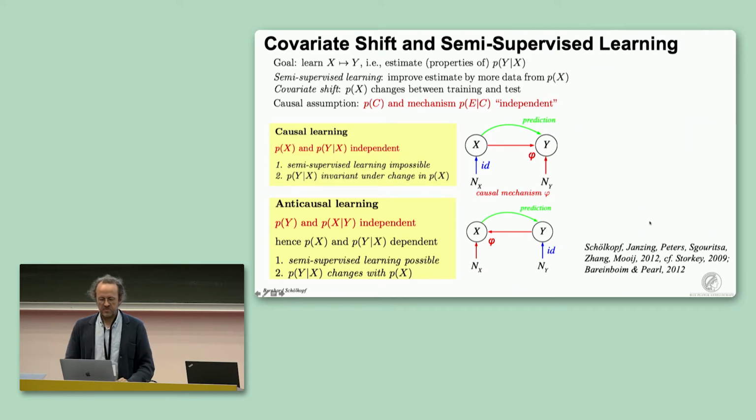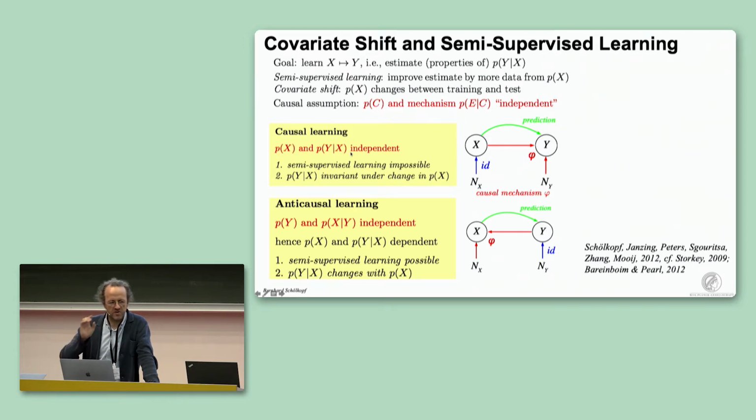Now we make our assumption that the mechanisms are independent, which in the two-variable case simply means that the input distribution and the conditional of effect given cause, so the cause distribution and the conditional of effect given cause, are independent. So these are our two mechanisms now. For causal and anti-causal learning, this implies different things. Let me talk about the causal one first. In the causal case, this implies that these two objects are independent.